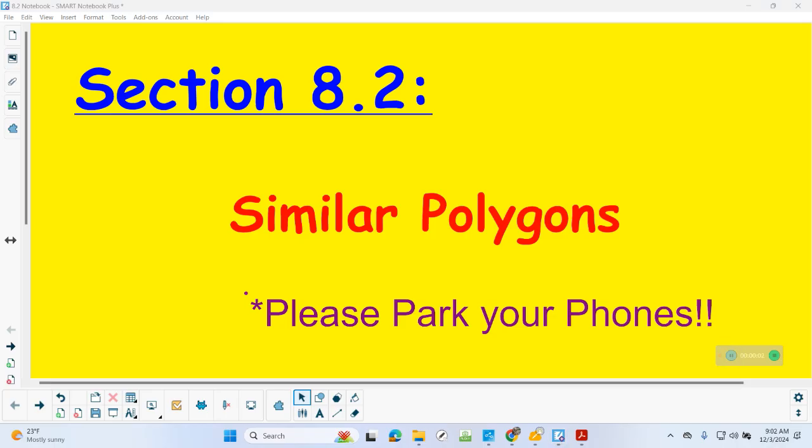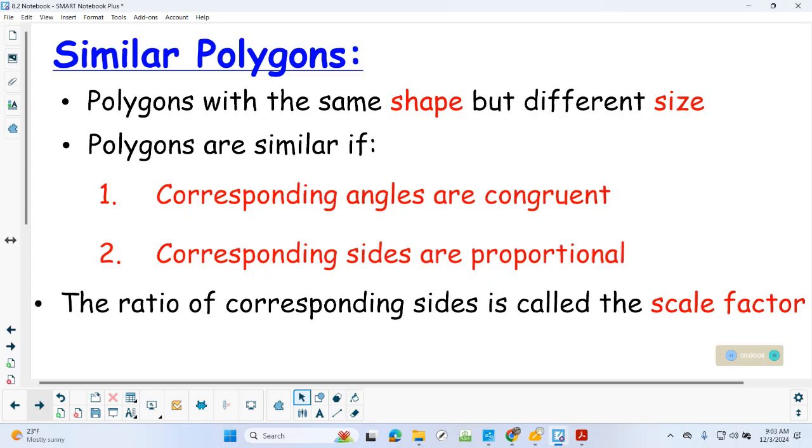So like I said, it's going to be like yesterday. We're going to have the proportions, we're going to have the cross products, but we're going to add the geometry flair to it. We have to talk about corresponding parts again. So a few things we do need to fill in for the vocabulary.